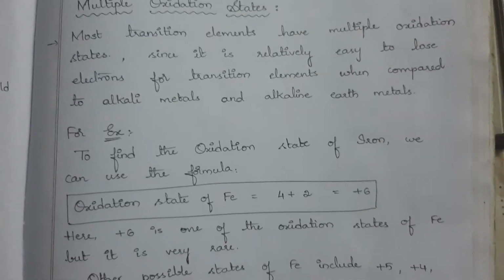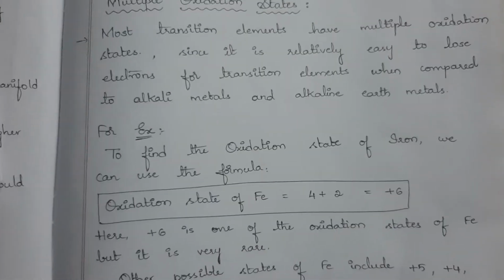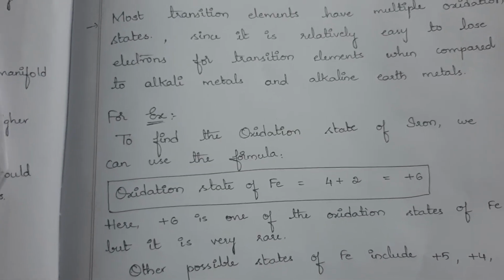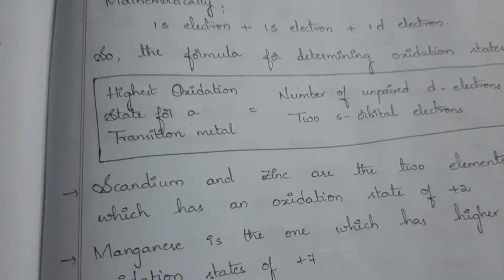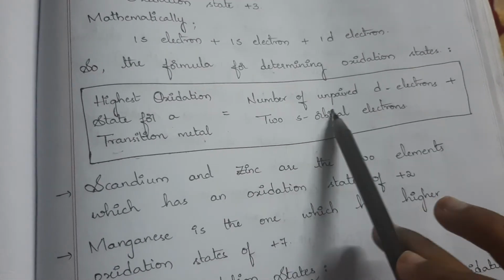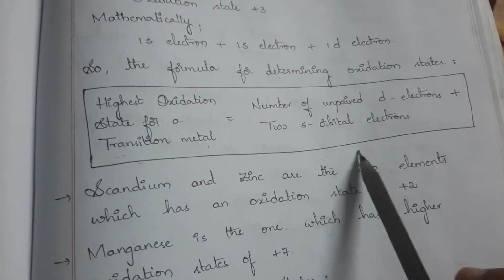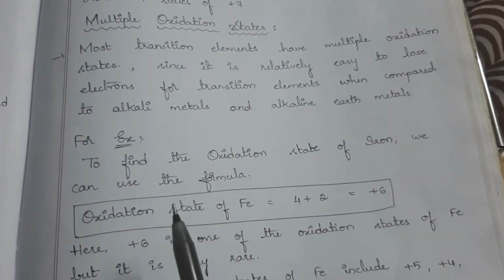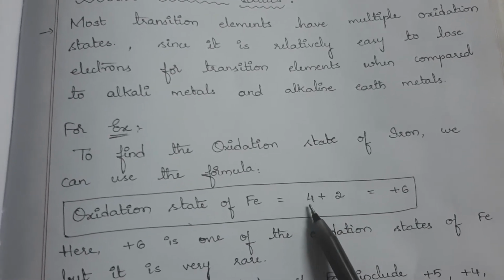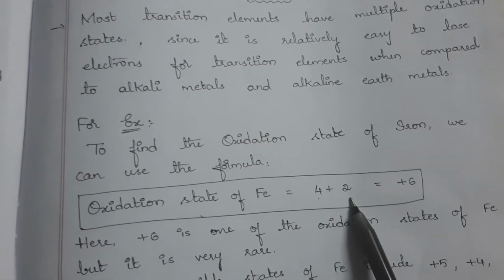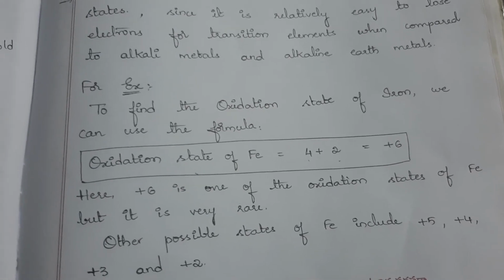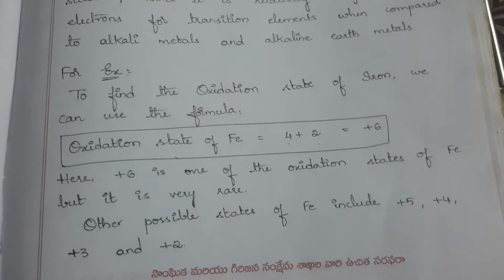For example, to find the oxidation state of iron, we can use the formula. Iron has 4 unpaired electrons and 2 paired electrons. The formula: the highest oxidation state for a transition metal is equal to the number of unpaired d electrons plus 2 s orbital electrons. So here the transition metal is iron. The number of unpaired d electrons is 4 and the paired electrons are 2. That is equal to plus 6. So plus 6 is one of the oxidation states of iron, but it is very rare.